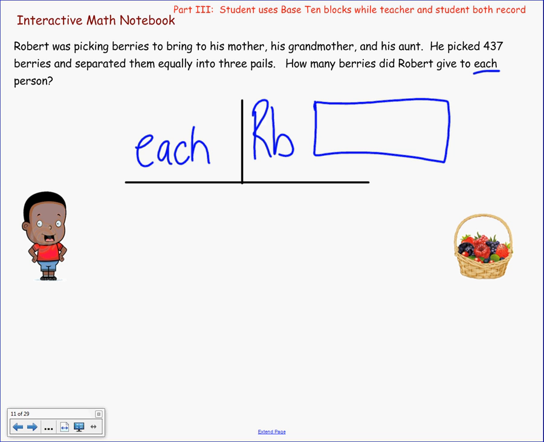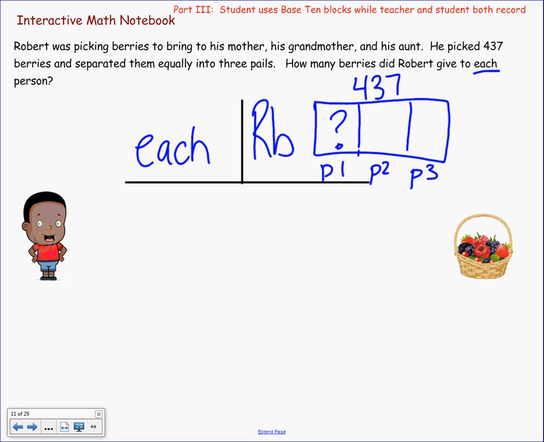So I go back and I reread. Robert was picking berries to bring to his mother, his grandmother, and his aunt. So that doesn't really tell me much to do on my unit bar, so I'm going to continue. He picked 437 berries. Well, that's the total that he picked, so that would go on top. 437 berries. And separated them equally into 3 pails. So that tells me I need to separate my bar into 3 equal pieces. Pail 1, pail 2, and pail 3. How many berries did Robert give to each person? That tells me that I'm looking for the number inside my each.